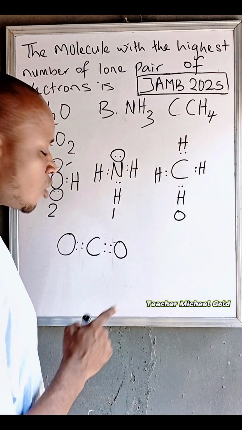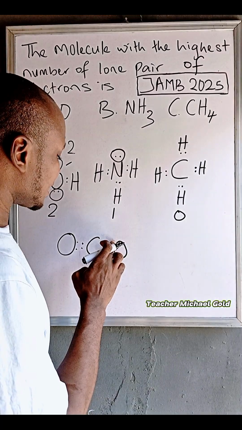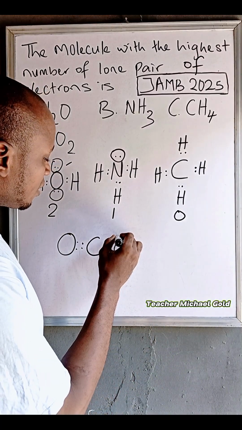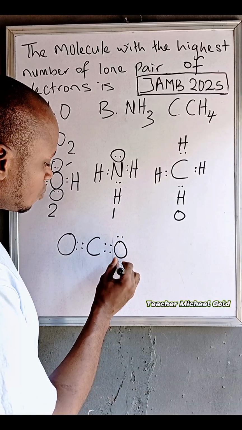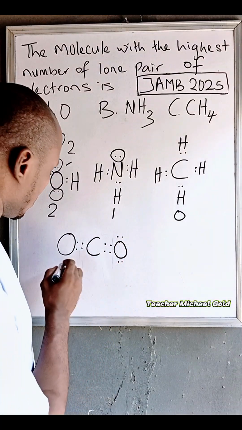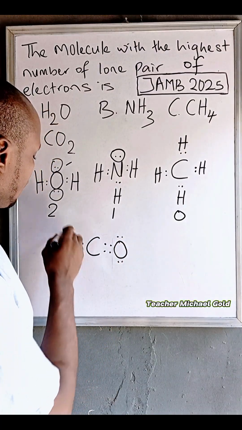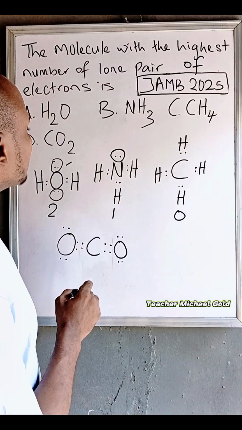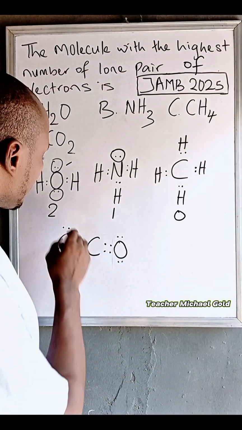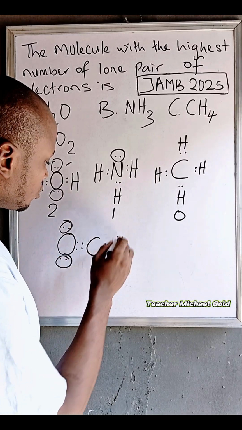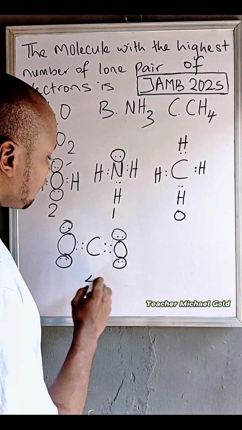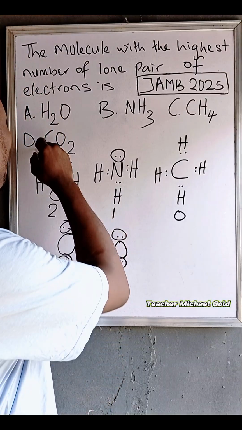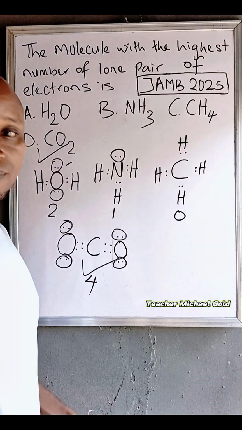Now, if you look at the oxygen, it has 6 electrons in its atom shell. So we're going to share these 6 electrons around the oxygen. We can fill up here with 2, fill up here with 2, so that makes up the 6. You can also fill up here with 2 and fill up here with 2. So if you look at this, in this carbon(IV) oxide, the number of lone pairs available here is 1, 2, 3, 4. So we have 4 lone pairs of electrons here. So the answer to this question is carbon(IV) oxide. Thank you.